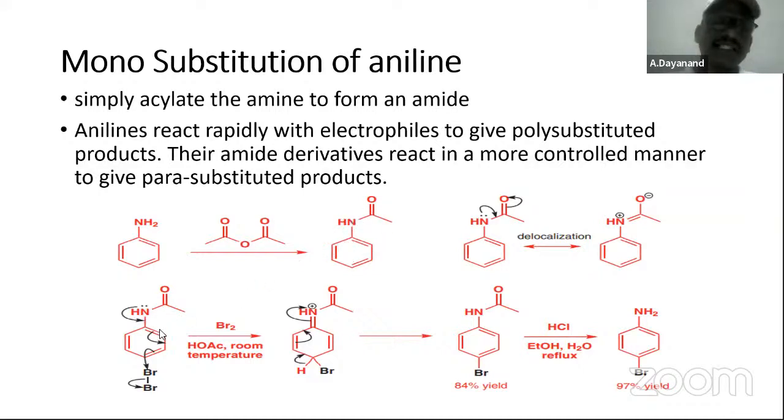This N-phenyl acetamide now is going to react with bromine. Only monobromination is taking place. It is more stable because of the delocalization that is involved here. Monobromination is very important. If you want to monobrominate aniline, what you have to do? You have to convert aniline into an acylated compound.